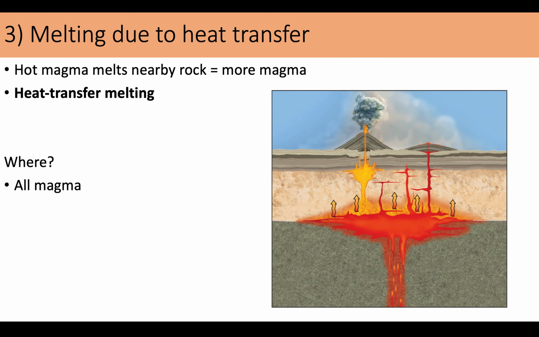So the last type of melt is called melting due to heat transfer, or just heat transfer melting. This is where there's already existing very hot magma, and it's going to melt the rock nearby, creating more magma. So this happens everywhere that we have magma. Everywhere that there's magma underground, it is so hot that it will start to melt the rock around it. So any magma chamber or valley of magma is going to be constantly growing because it will always be melting the rock that surrounds it.